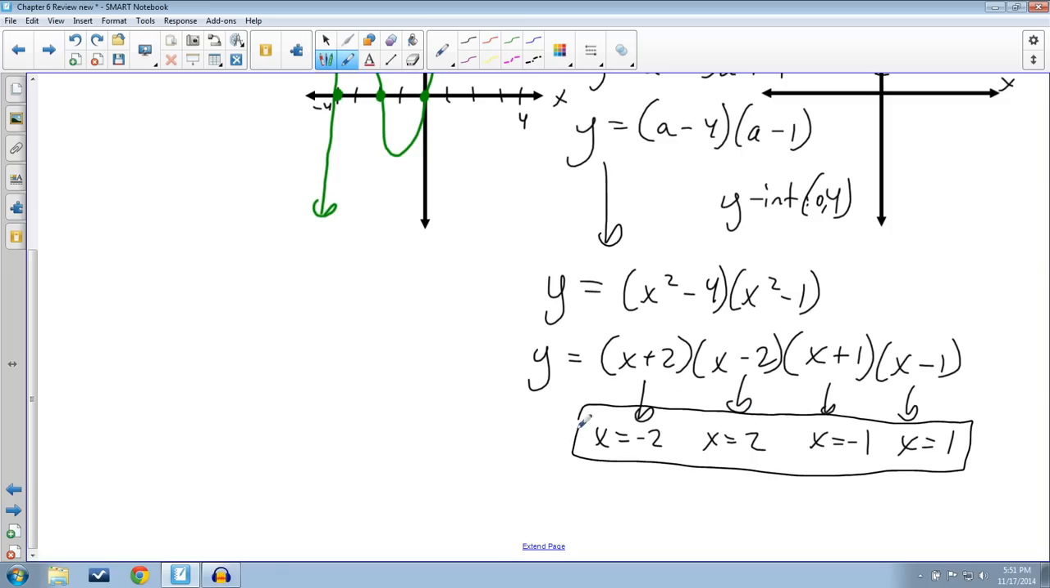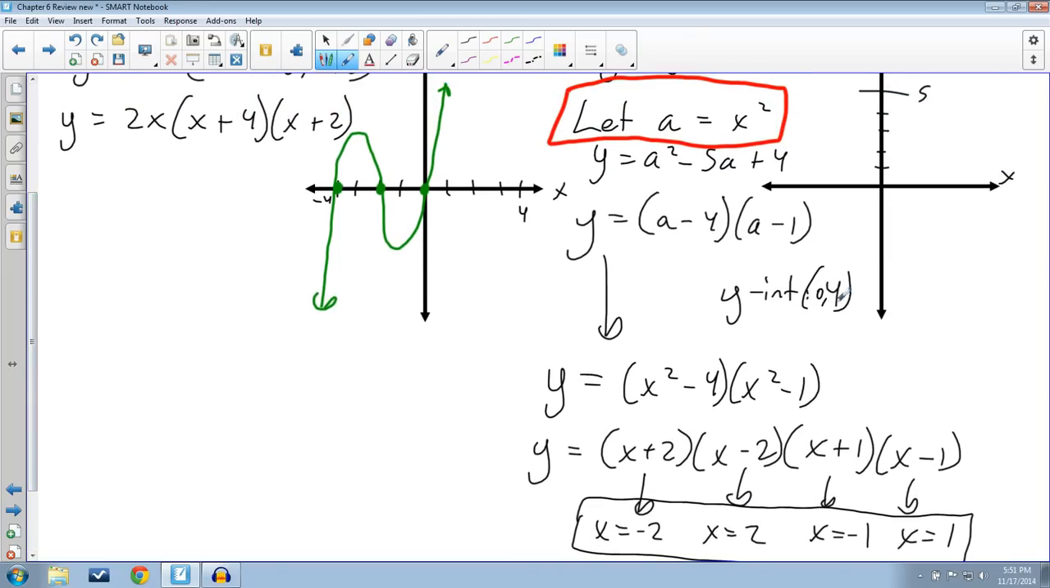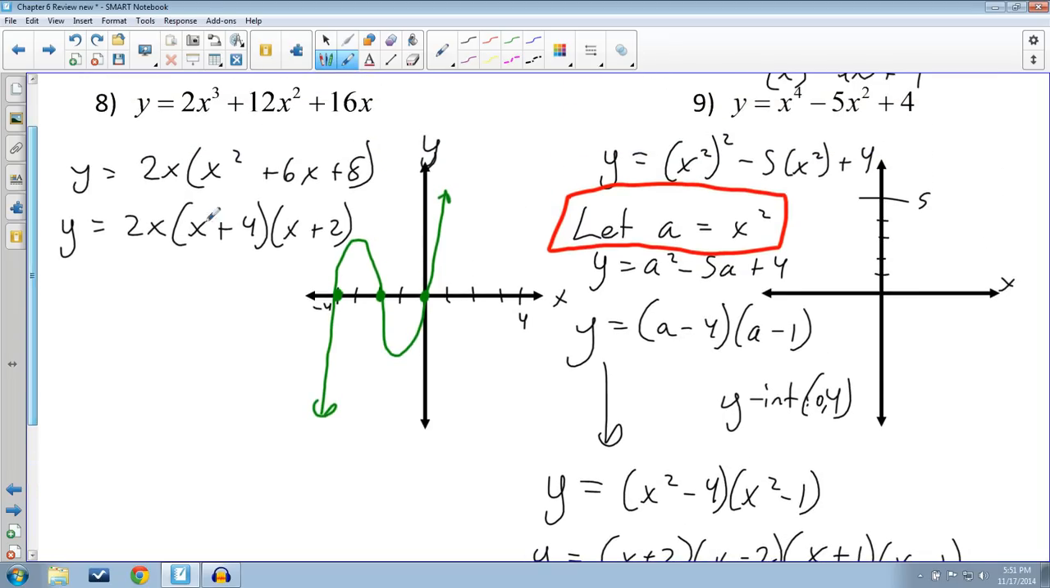So there are 4 x-intercepts right there. Negative 2 and 2, negative 1 and 1. You have a y-intercept of 0, 4. So let's graph this.